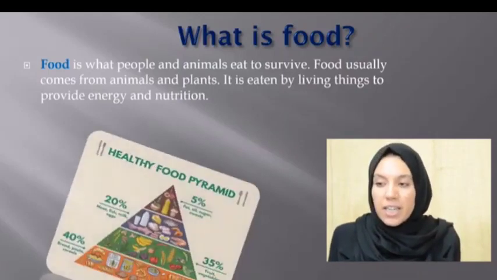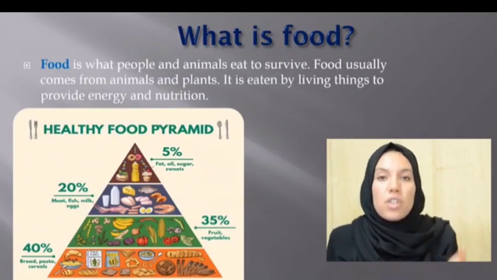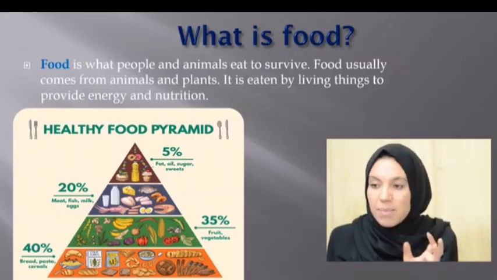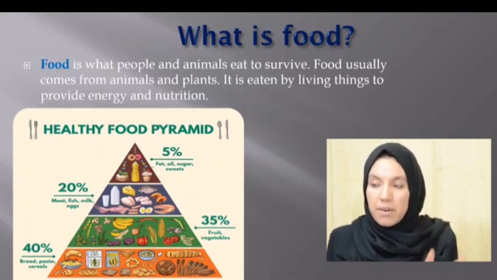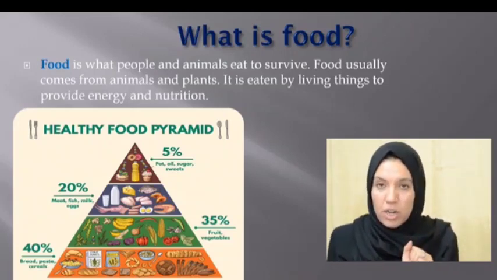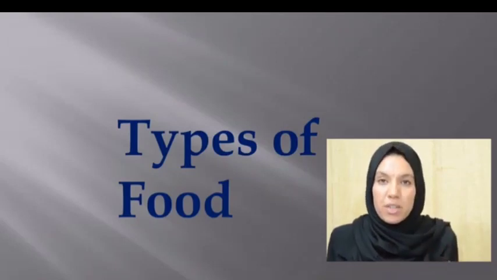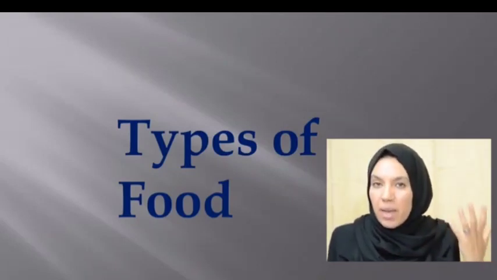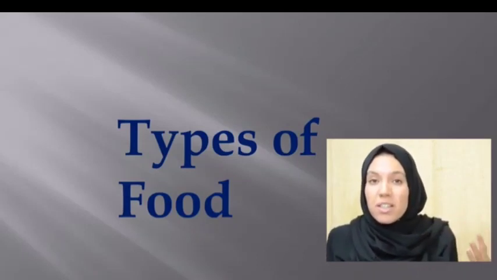Now let's have a look at a picture that summarizes food in general. We're having a look here at some types of food. As you can see, the title of the picture is Healthy Food Pyramid. So you can see types of food here. Now moving on to the next slide, we're going to be talking about types of food. I want you to think a little bit about the categories or the types of food that you already know.